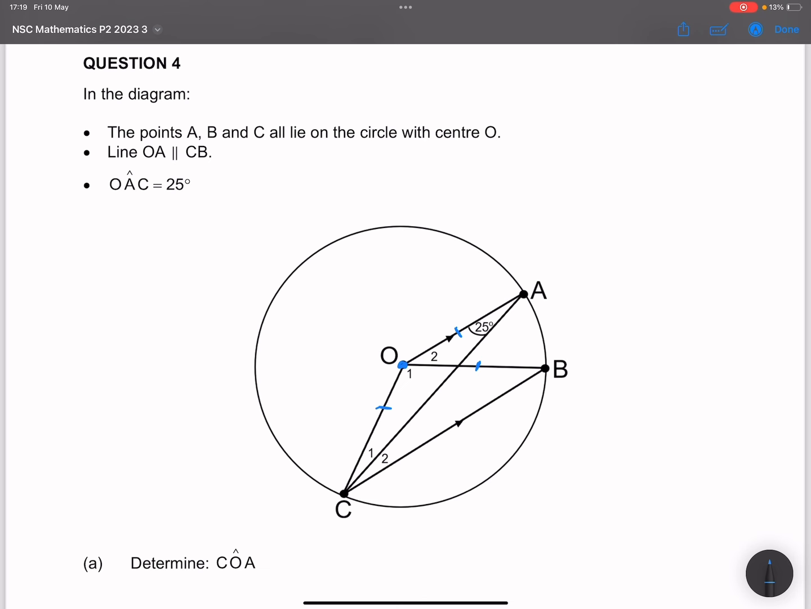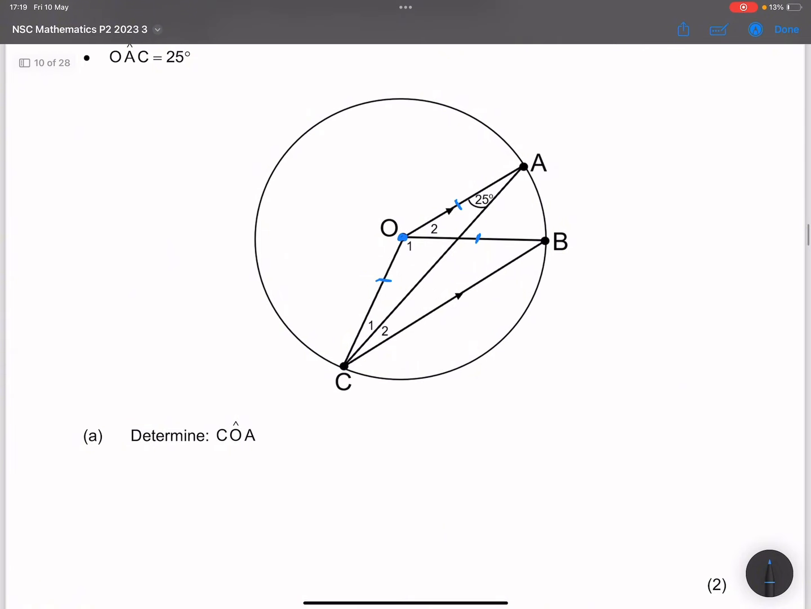Now, they want us to determine the angle COA first, right? So that's COA. Now notice, ladies and gents, OA is equal to OC. So OA is equal to OC, because they are radii, all right? And so that means that triangle OAC is isosceles, right?